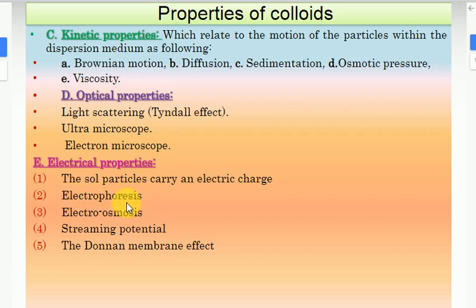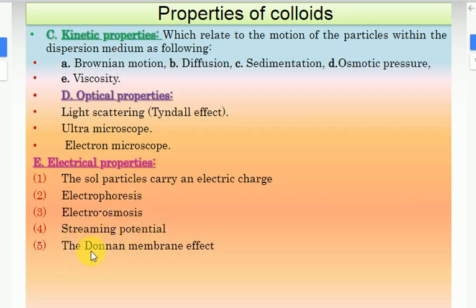Next one is electrophoresis. What does electrophoresis mean? I already discussed it here. Colloidal particles have charge only. These charged particles move towards the positive or negative electrode by applying electricity. That's called electrophoresis. Electroosmosis means that here the solvent particles are moved, whereas in electrophoresis the solid particles are moved. That's different. Next one is the streaming potential.